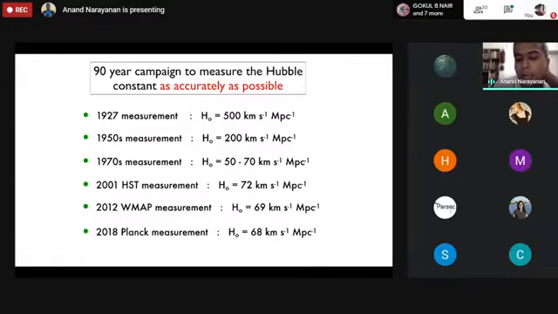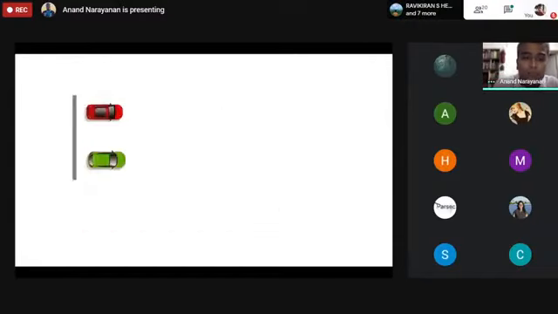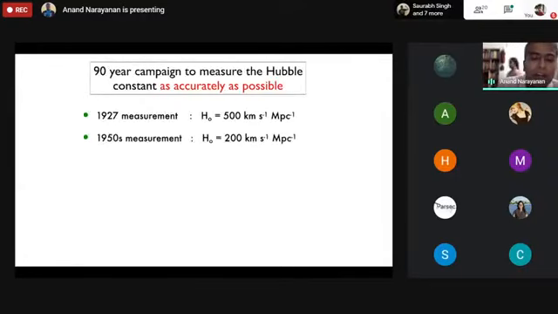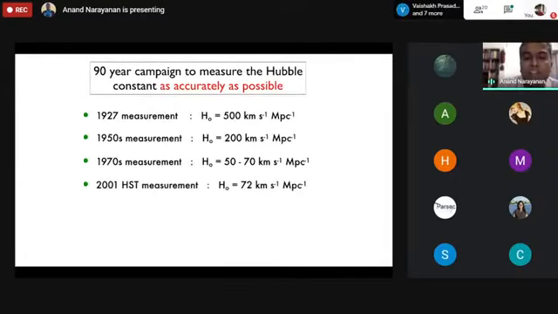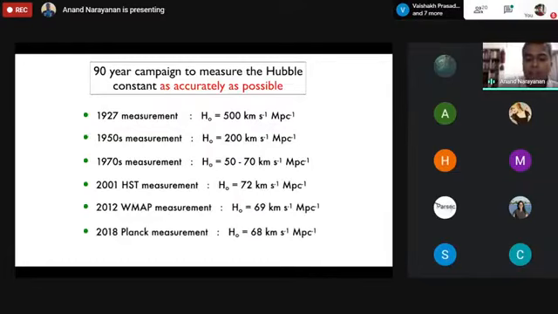If there's a galaxy at 2 megaparsec, it will be moving with a speed of 140 kilometers per second, and so on and so forth. Now, for close to 100 years, astronomers have been trying to measure this Hubble constant as accurately as possible, which means that there has to be something very important about it. It cannot be just any proportionality constant.